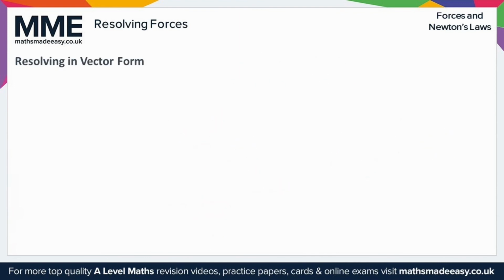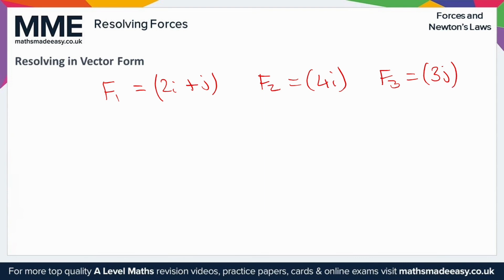So sometimes we're given forces in vector notation. So for example, we could have F1 is 2i plus j, some brackets around there. And then we could have F2 is 4i. We could have F3 is 3j. And we're taking i as the horizontal direction, so sort of the x direction. And we're taking j as the vertical direction, so going straight up, or sort of the y direction if you're using coordinates.